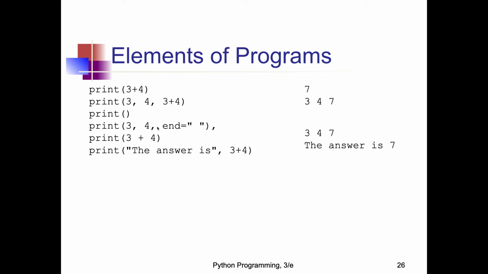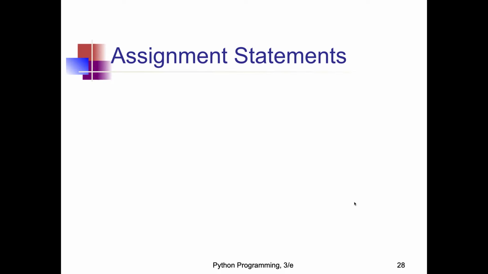This is interesting. So we call print for 3, 4, and we end with a space instead of a new line. The new line is the default. However, we can end with a space. What that means is when we're done with this, we're going to wait for the next instruction, which says print 3 plus 4, 7 next to it. Right. So in the next video, we're going to talk about assignment statements.